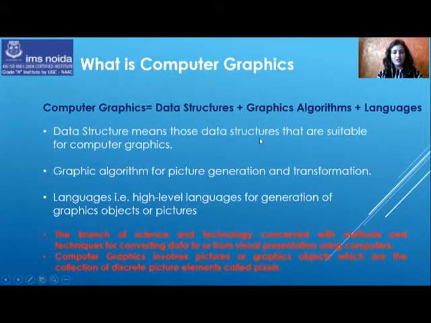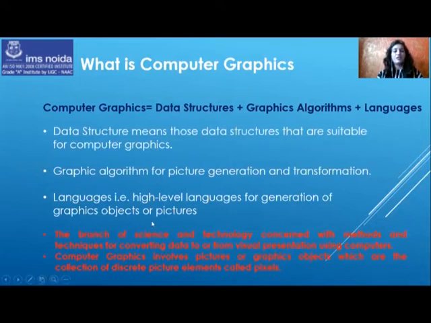Why data structure? Because data structure helps in graphics for applying different types of algorithms, plus some graphic algorithms that we will discuss further in the next lecture, like the Bresenham algorithm and drawing algorithms. Lots of algorithms are there for picture generation and transformation. And the languages in graphics are high level languages for generation of graphical objects and pictures.